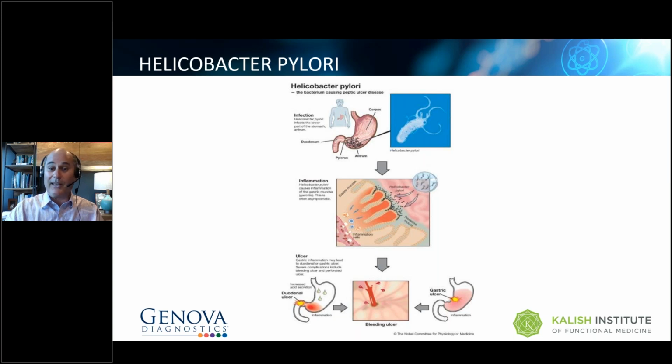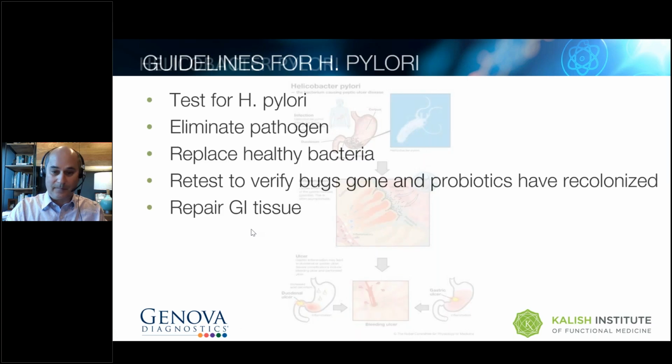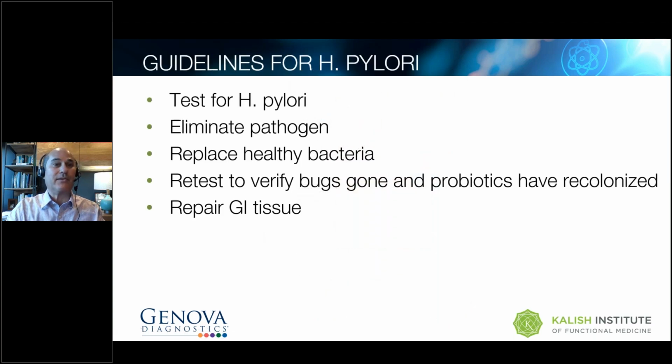H. pylori, it's worth reading the paper that they put out because it says in there very specifically that H. pylori always causes inflammation. And in some people, if they're predisposed to a problem, it can develop into an ulcer or even something like stomach cancer, okay? And so anyways, these are diagrams from that Nobel Prize Committee paper that they put out years ago.